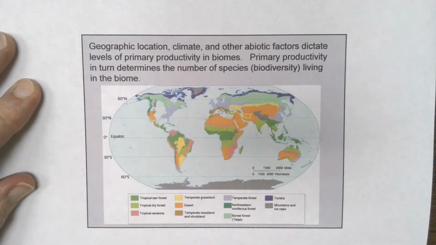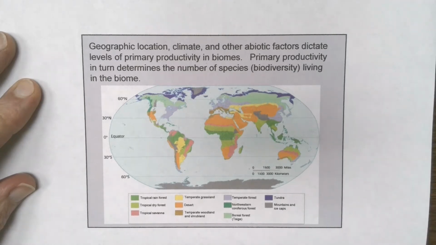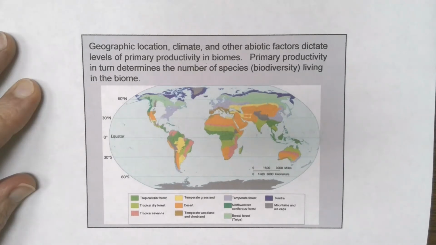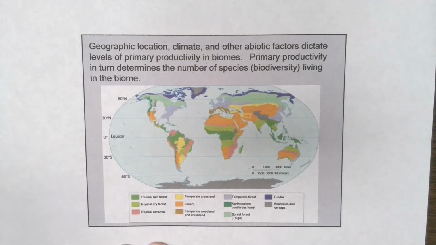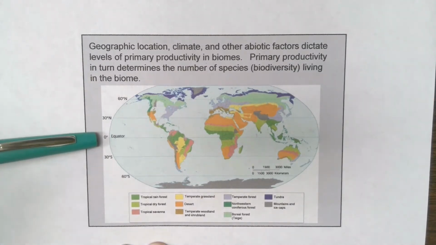So when we're talking about primary productivity, the rate at which sugars are made by producers through photosynthesis, the factors that you see here are going to dictate that rate. Geographic location, climate, and other abiotic factors. Let's talk about geographic location. Essentially, when we look at the equator, we see that the sun hits the equator at a direct angle. So it's pretty much hot year-round there, as far as direct sunlight.